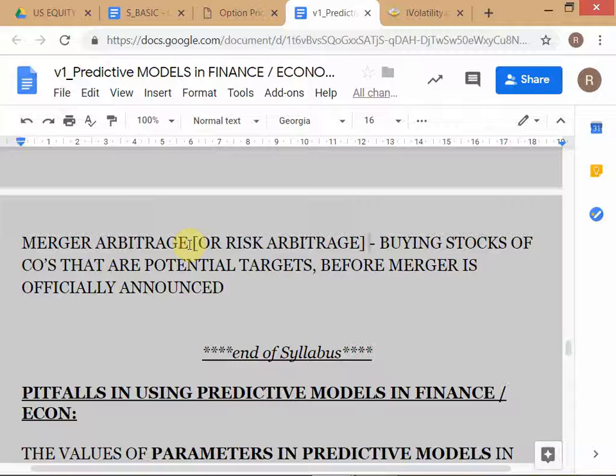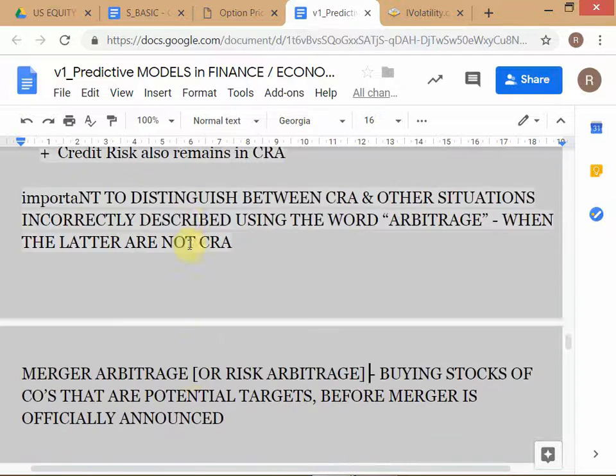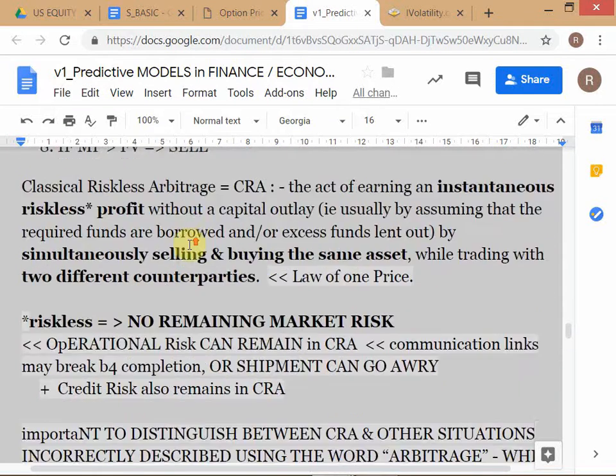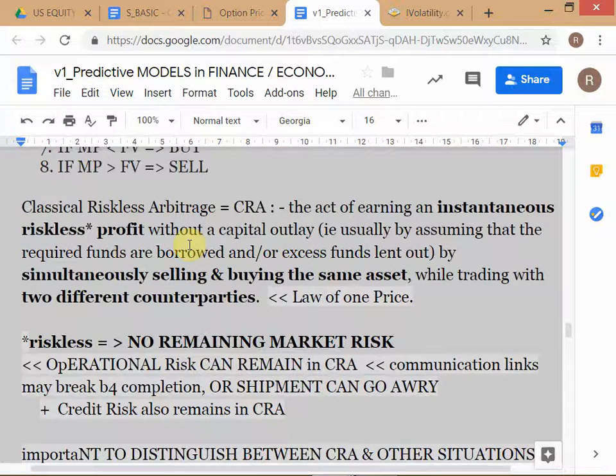Now tell me, is this CRA? Himani, where is the mic? Give her the mic. Does this seem like CRA to you? Yes. One minute, I want to know Himani's answer. You understood? I have explained merger arbitrage. Classical risk arbitrage, you understood what CRA is? What Bola was proposing yesterday?